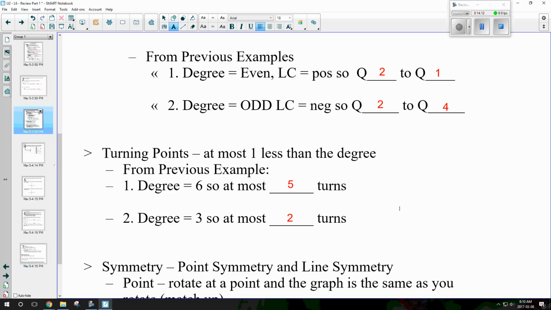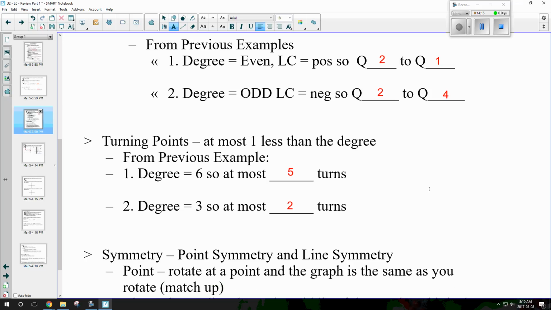Remember, that works the other direction. When I give you a graph and you count the number of turns, you know that the least degree that it can have is one more than the number of turns.